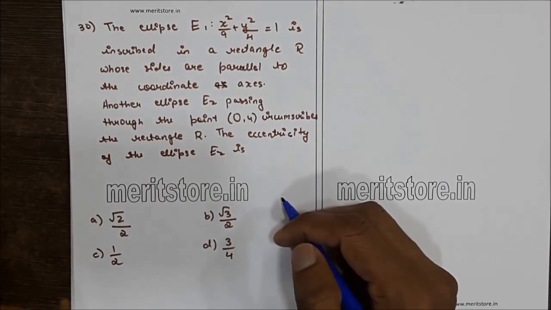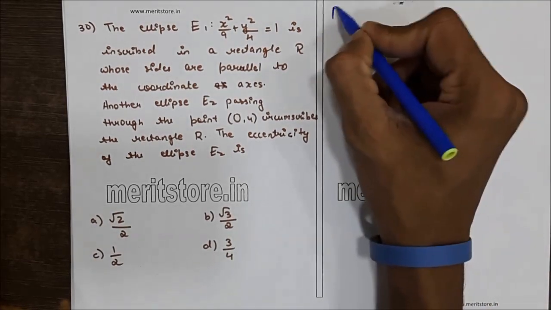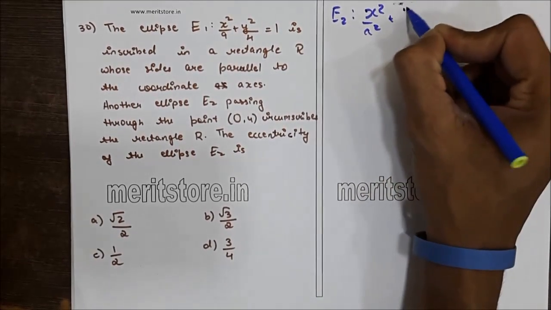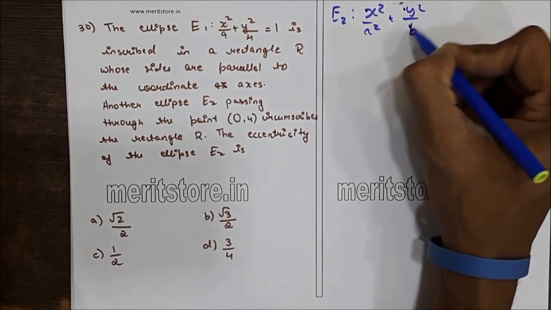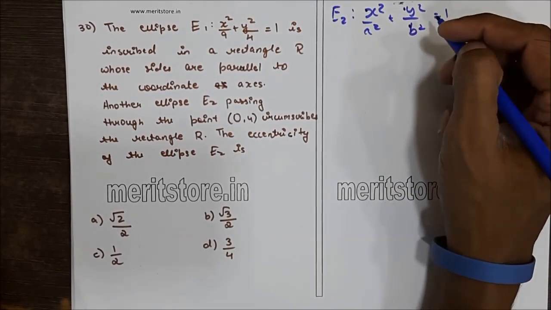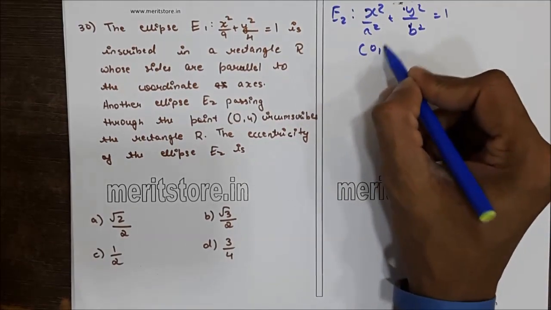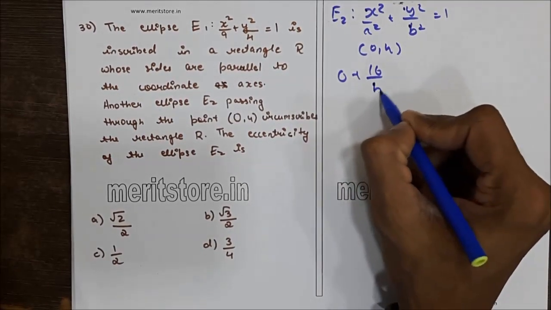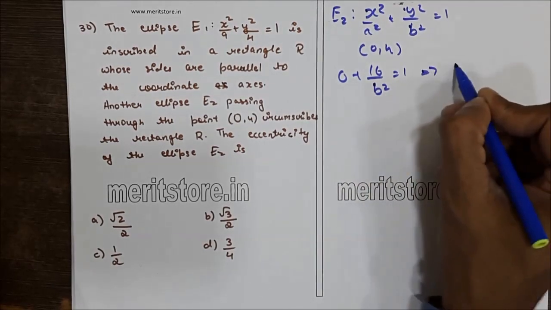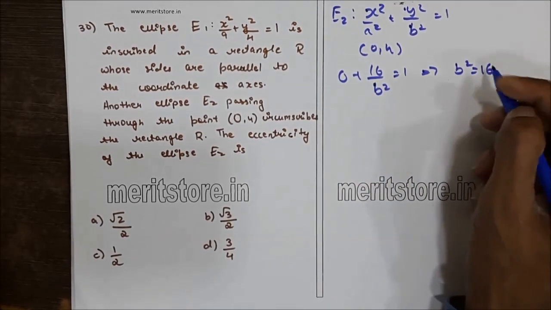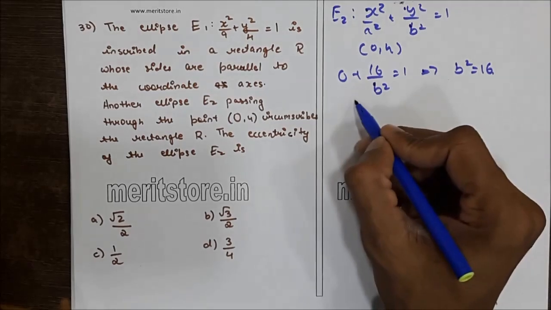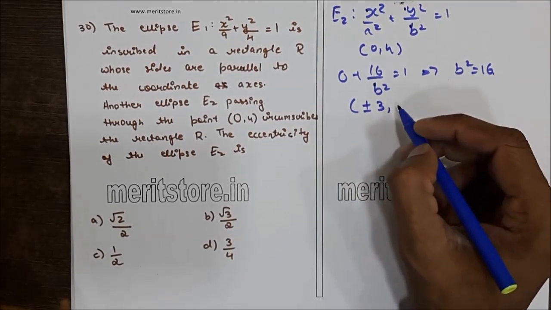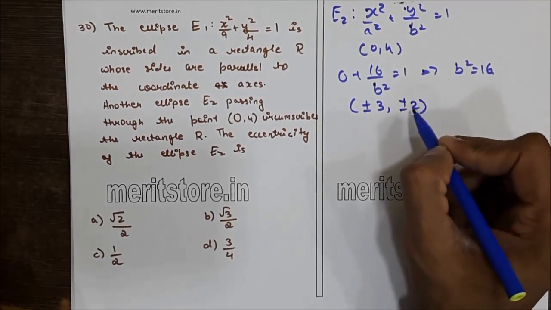Let the required ellipse, that is E2, x square by a square plus y square by b square is equal to 1. It passes through point 0, 4. That will be 0 plus 16 by b square equal to 1, which we get as b square is equal to 16. So it also passes through plus or minus 3, plus or minus 2.